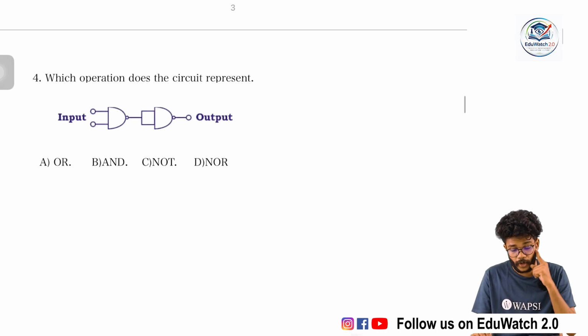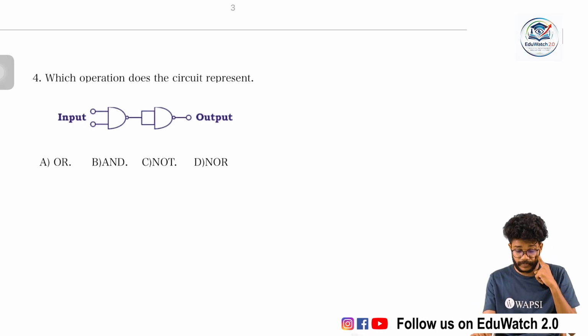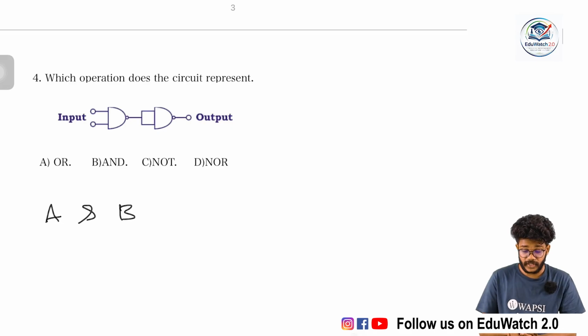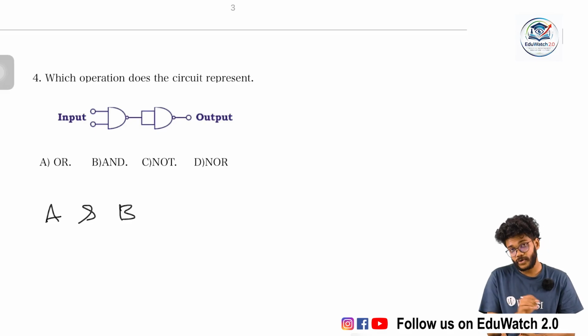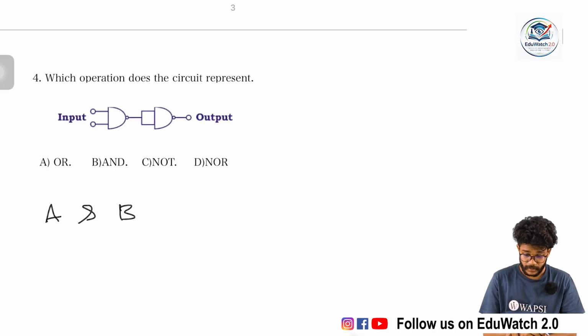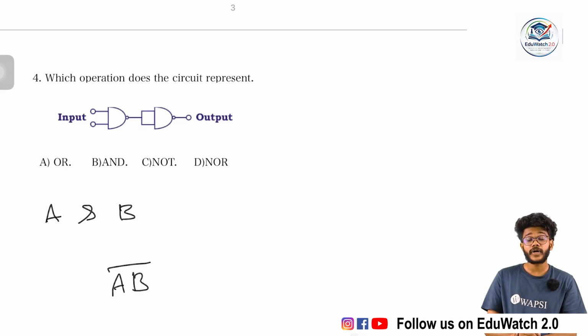Okay. Which operation does the circuit represent? Input is there and output is there. So yes, I put A and B as input, and the first gate is NAND gate, and the second gate is also NAND. So what is meant by NAND? Not AND means just multiply and give a bar on the top. So AB bar is the NAND gate.